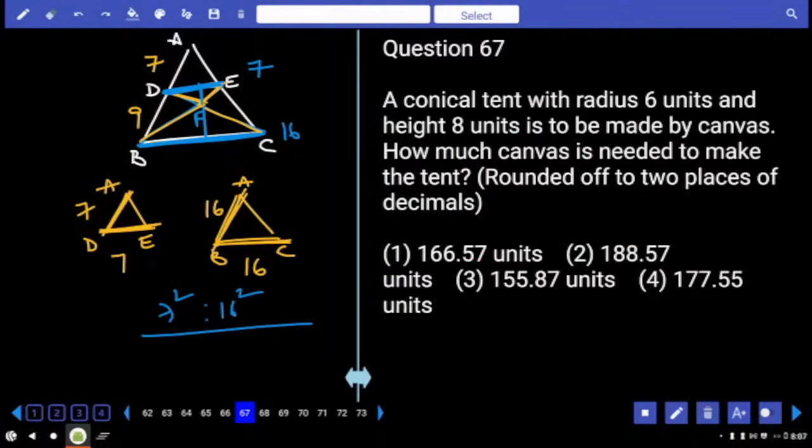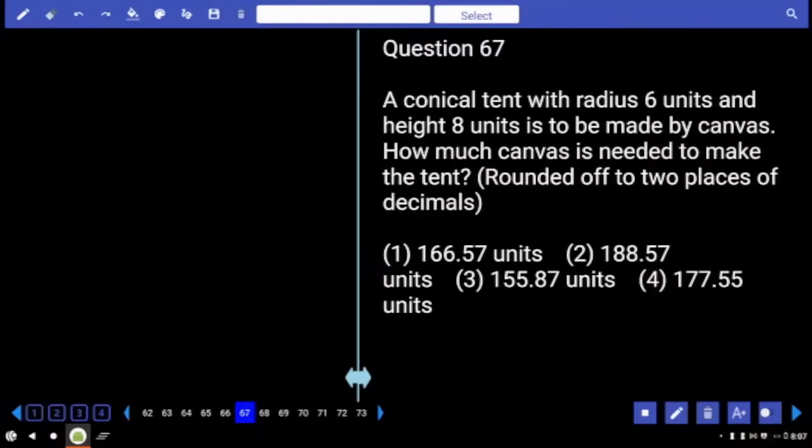A conical tent with radius 6 units and height 8 units is to be made by canvas. How much canvas is needed to make the tent, rounded off to the nearest places? Fine. So now we have a cone. We have to prepare a conical tent, cone shape. Radius 6, height 8. Then slant height is going to be 10 only.